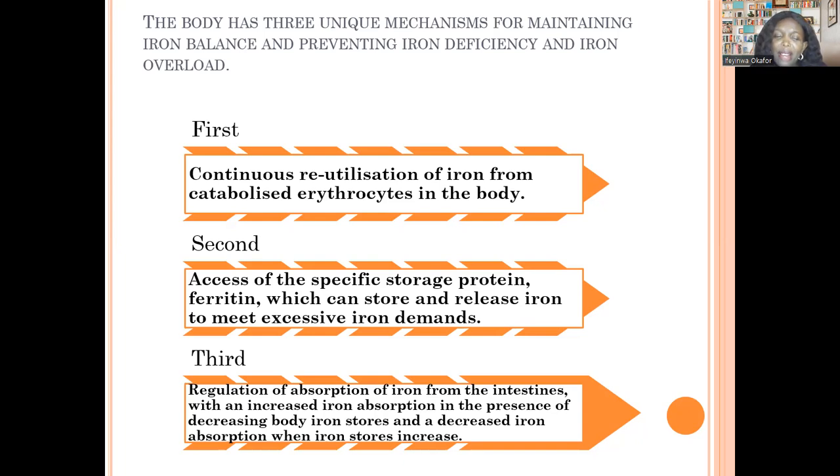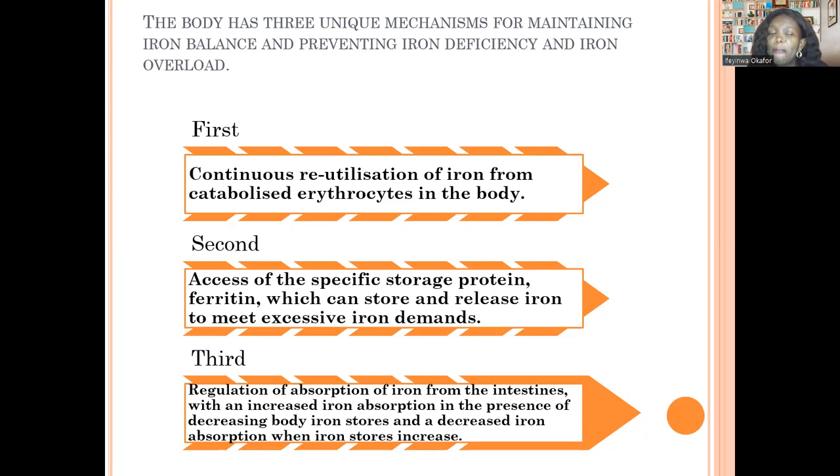There is also a tight regulation of iron absorption from the intestine. Iron is absorbed more when the body is in need of iron, and then there is decreased absorption when the iron stores are increased. When the iron stores are depleted, the body absorbs more iron from the diet. When iron stores increase, the body reduces its absorption from the diet.